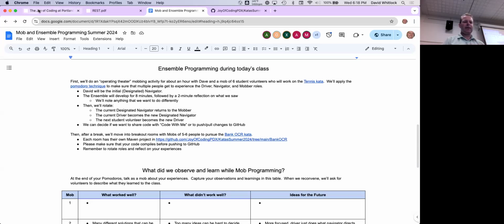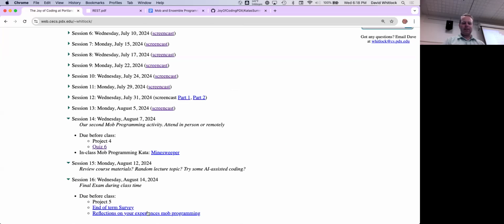And don't forget that next Wednesday, the reflection on your mob programming experiences is due. So be sure to do that. It should be open now, I think. I want to make sure that you have an opportunity to contribute your reflections on both of your mobbing experiences. So before we dive into the kata, any questions about what we're doing tonight? It should be the same as last week, but some people are remote.